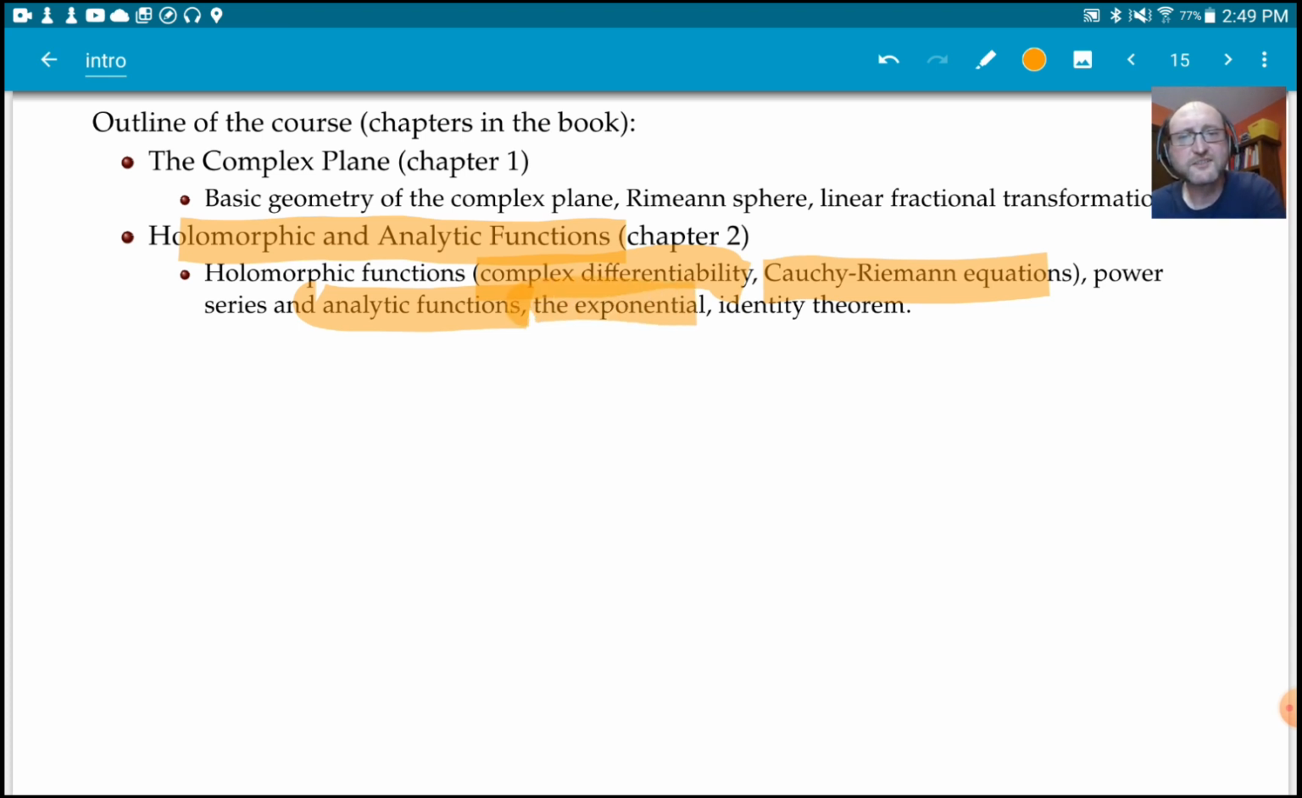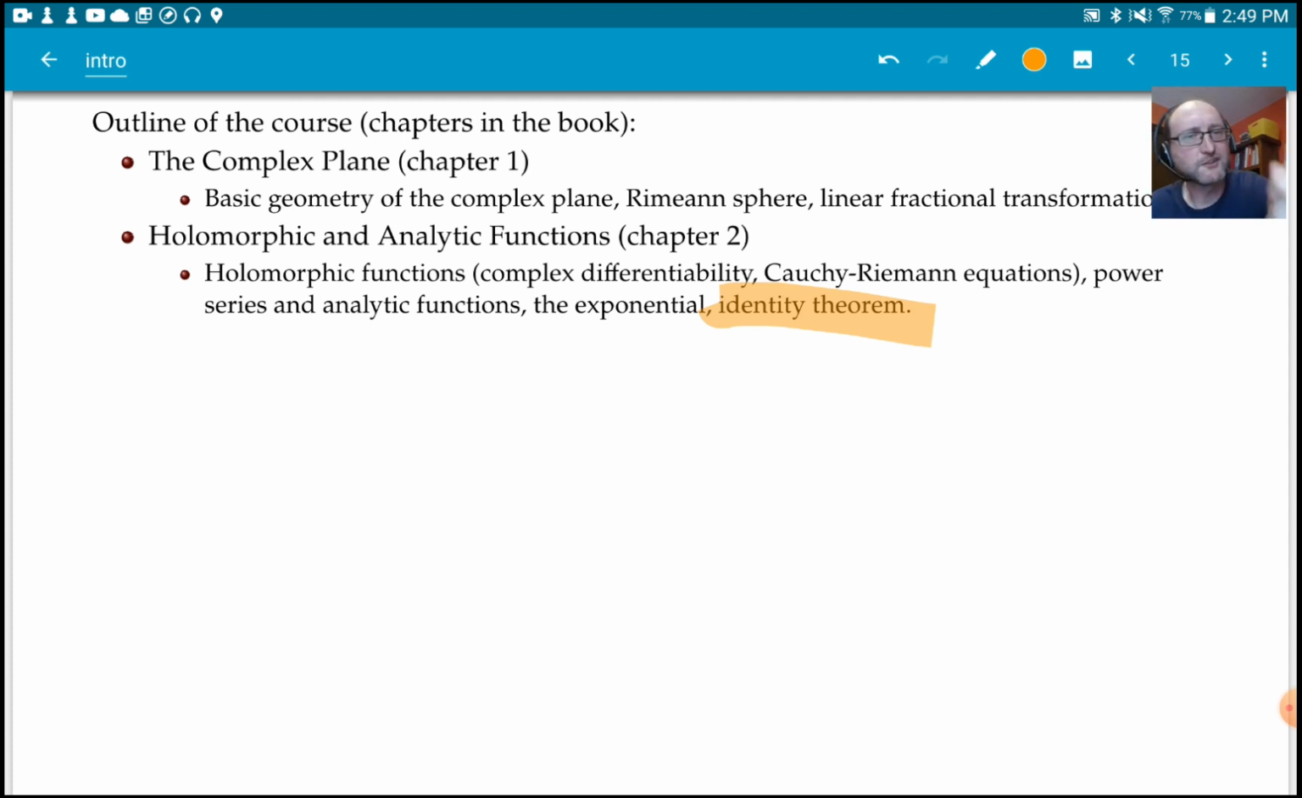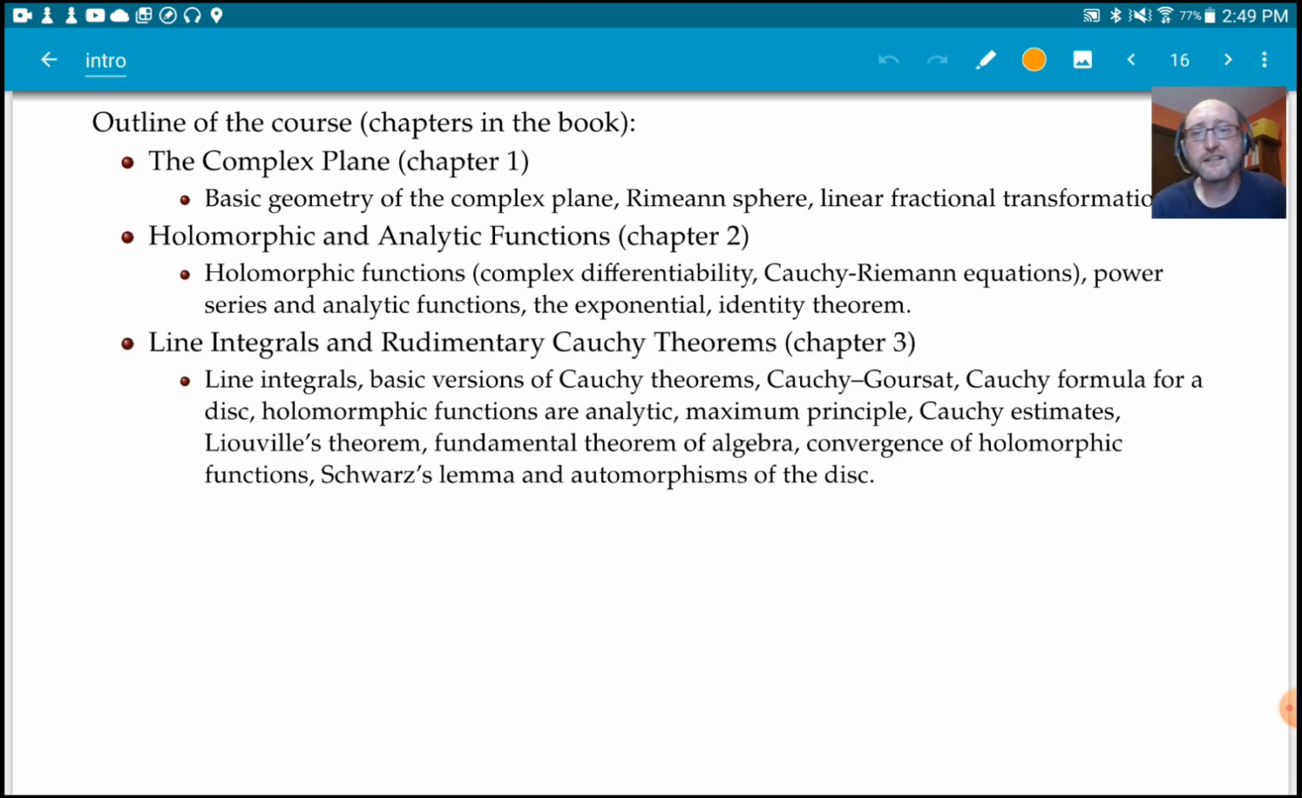We're going to look at the exponential as an analytic function. We're actually going to define the exponential all the way out here. But this is probably the good definition of the exponential, and one of the fundamental terms for analytic functions, the identity theorem, right? That if you know the function on a large enough set, you know it everywhere. So that's chapter 2, just these basics for holomorphic functions and power series and all that.